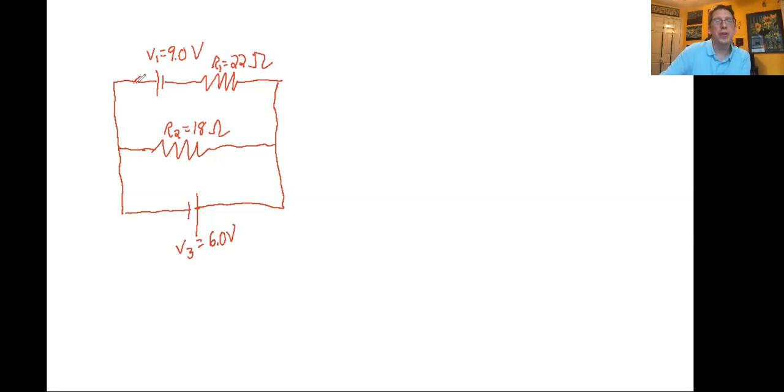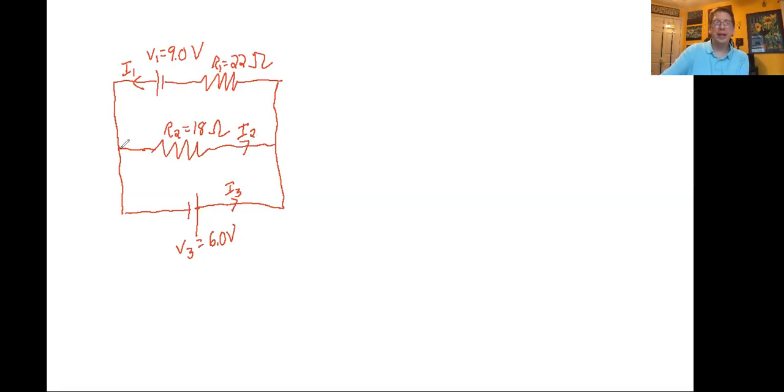So we will label this current I1. We will label this current I3. And again, we're not really sure what direction to give the current arrow for the middle segment. But we'll draw I2 to the right. And again, if it's the correct direction, then you get a positive value for I2. If it's an incorrect direction, you will get a negative value for I2.